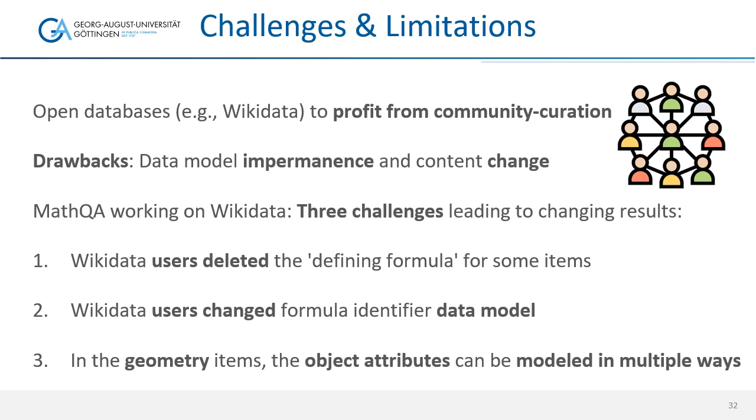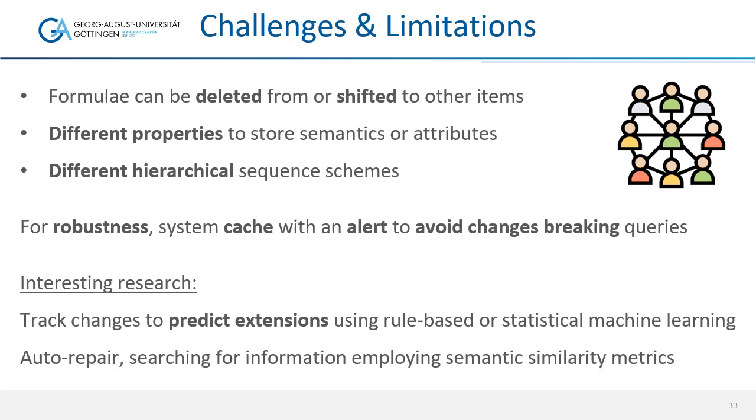First, Wikidata users deleted the defining formula for some items. Second, Wikidata users changed the formula identifier data model. And third, in the geometry items, the object attributes can be modeled in multiple ways. In summary, formulae can always be deleted from or shifted to other items. Also, different properties may be used to store identifier semantics or geometric attributes. Besides, different hierarchical sequence schemes may be used.